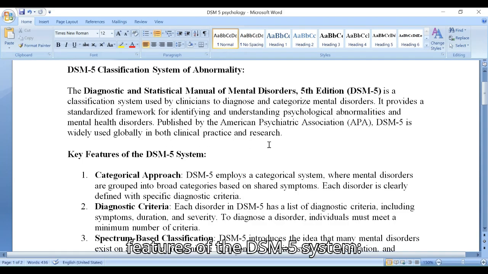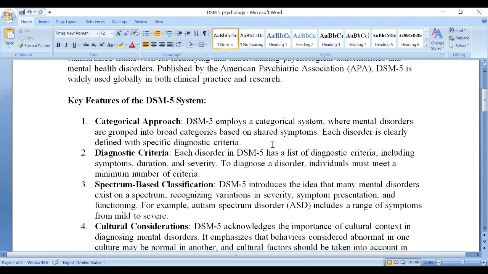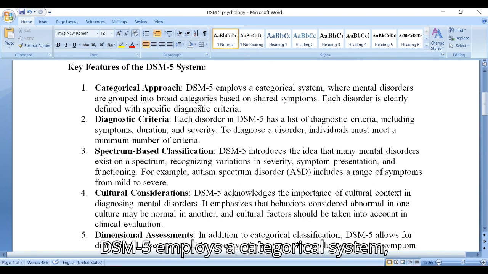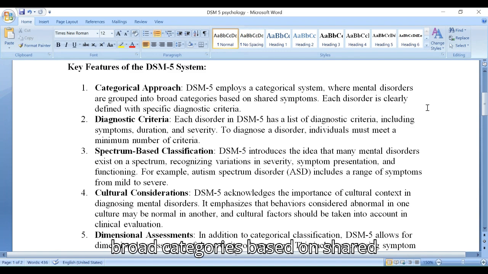Key features of the DSM-5 system. 1. Categorical approach. DSM-5 employs a categorical system, where mental disorders are grouped into broad categories based on shared symptoms. Each disorder is clearly defined with specific diagnostic criteria.